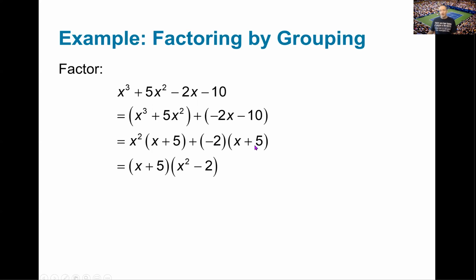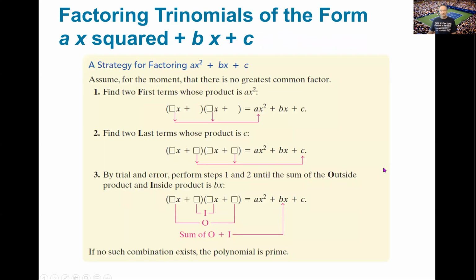So then I can say, all right, between this first term and this second term, I can see they have the common factor of the group x plus 5. When I factor that group of x plus 5 out, I'll be left with x squared minus 2. That's my fully factored final fantastic form of the answer.